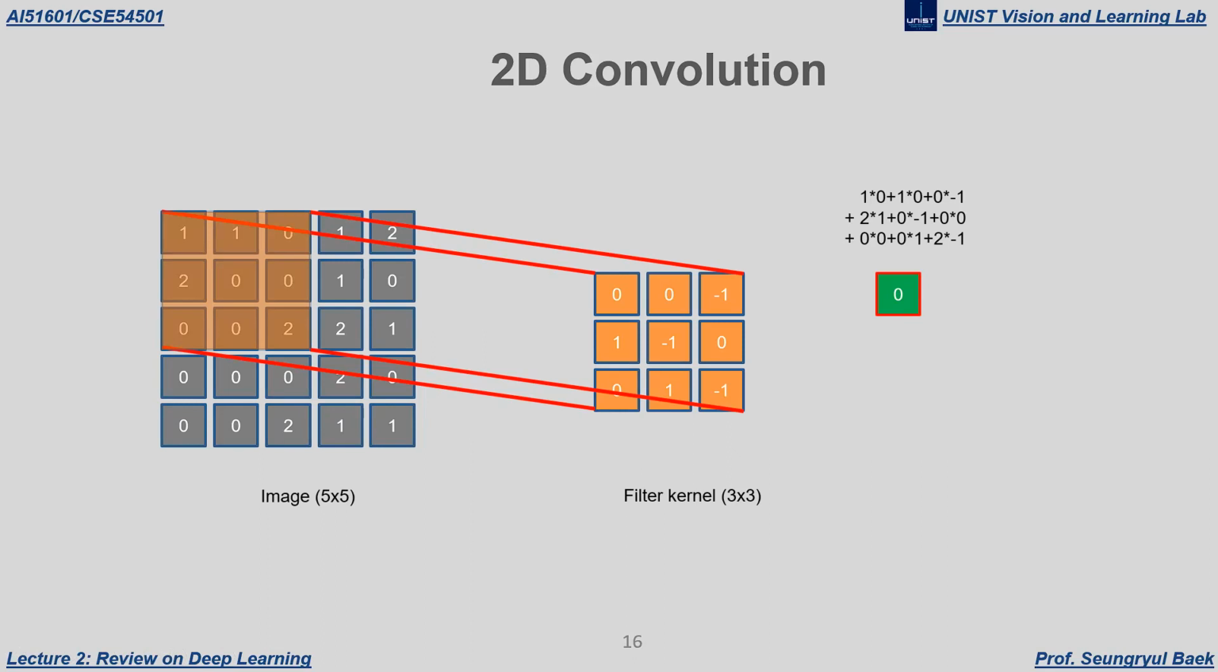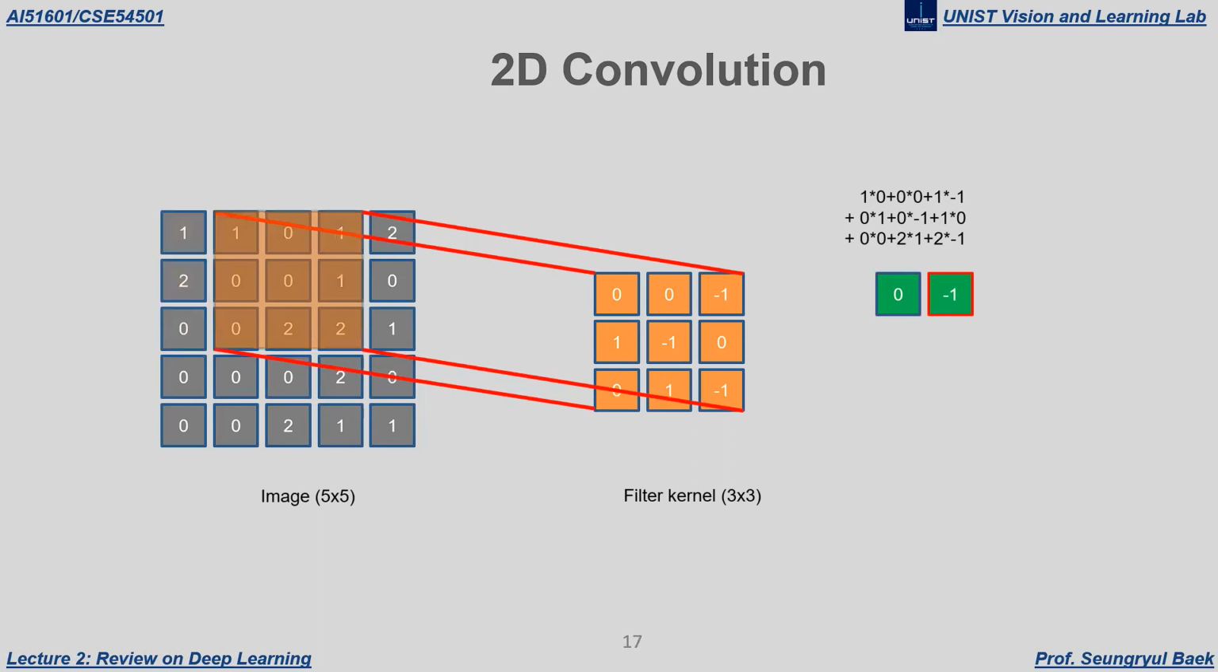Then we move the window, this filter kernel, by 1 pixel to the right, like this. And then we do the same thing: the same element-wise multiplication and addition.